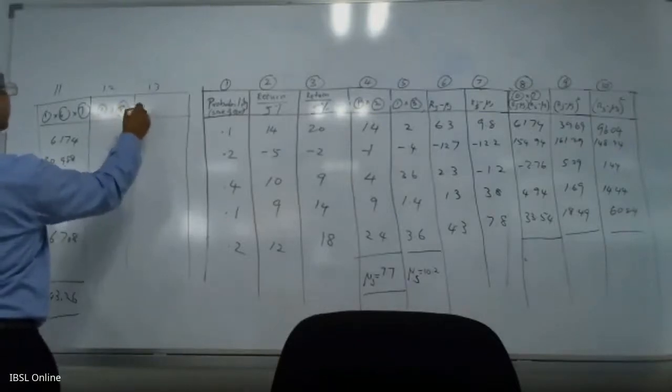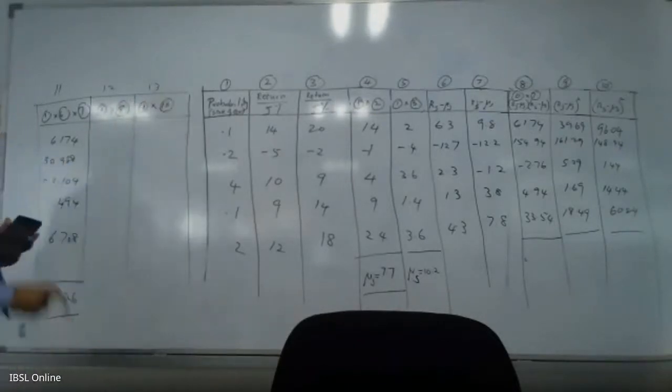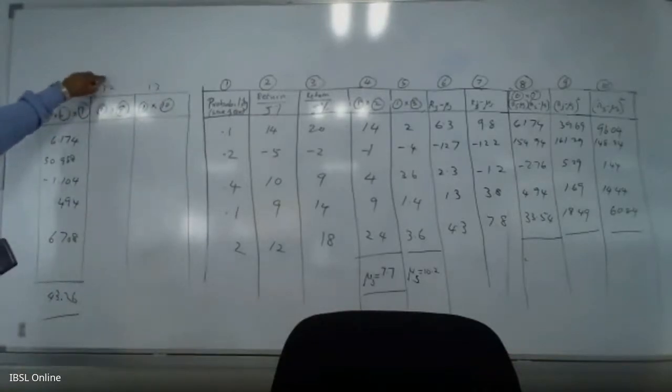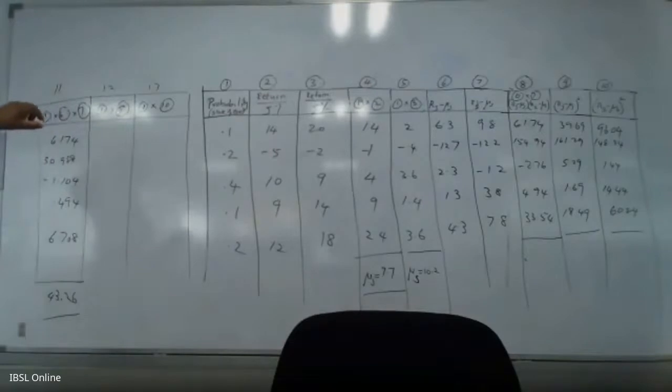One into column 9 and 1 into column 10. Again, column number 12 we can take by multiplication of column number 1 and column number 9. Then column number 13 can be populated by multiplying column number 1 with column number 10. Right, we will do column number 12: 0.1 into 39.69, that is 3.969.